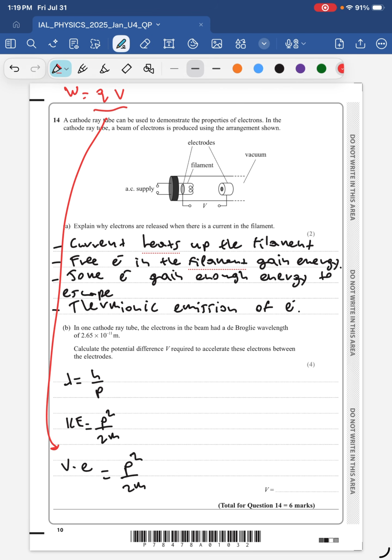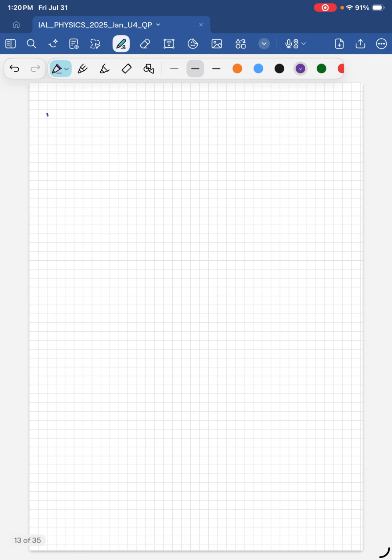All right, now let's also use the fact that p is h over lambda and plug everything in. So we will find that V is h squared over lambda squared, right, which is p squared, and then we have to divide by 2m times e, where m is the mass of the electron. Okay, so I hope this makes sense. I'm gonna move to a clean page.